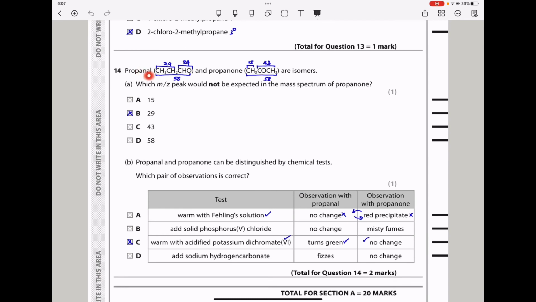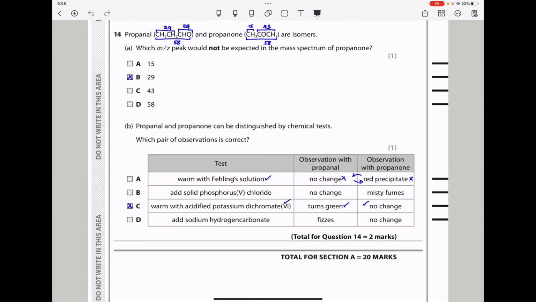Question 14. Propanol, whose formula is that, and propanone, whose formula is that, are isomers. Which mass to charge peak would not be expected in the mass spectrum of propanone? Here I tried to include the mass to charges. A CH3 will give us a 15, a CH3CH2 will give us 29, and a CHO will give us 29. So here we have a 29, a 58, and a 15. Here we have a 15 from CH3, we have a 43 from CH3CO, and we have a 58. So 58 is present. We can see 43 is present as well as a 15. The only peak that will be absent in propanone is going to be that at 29, so the answer should be a B.